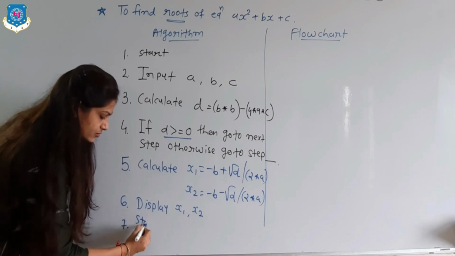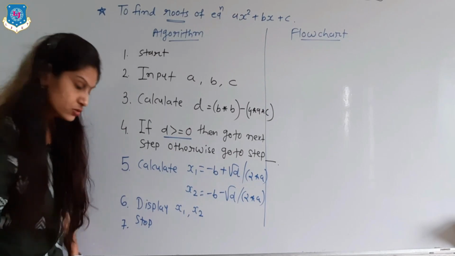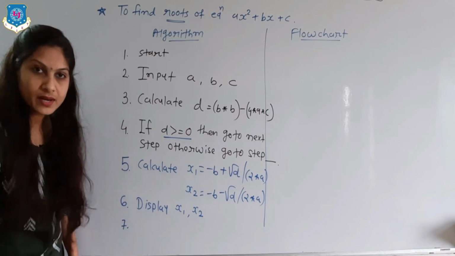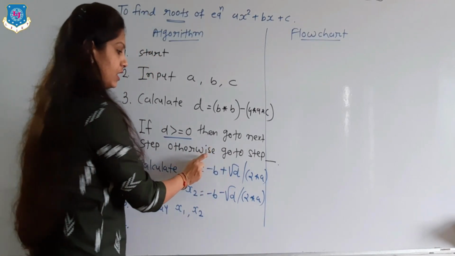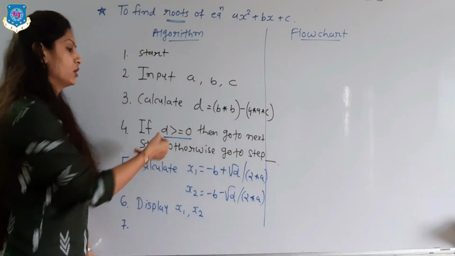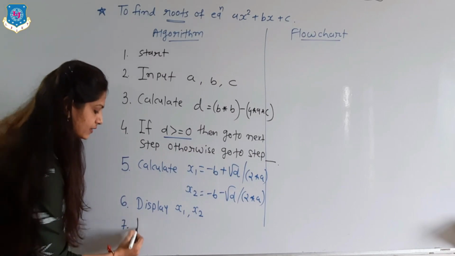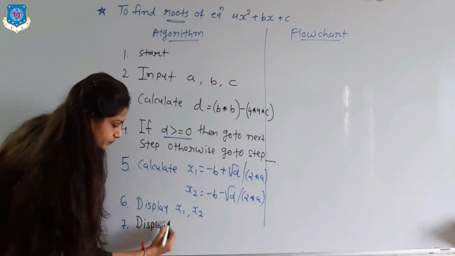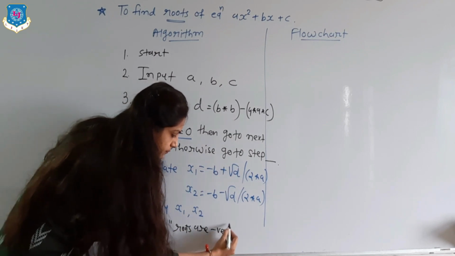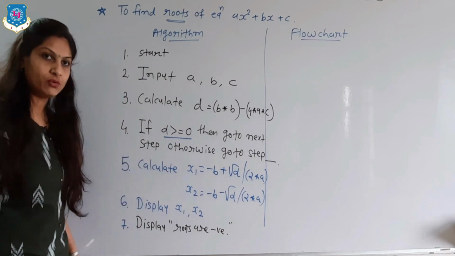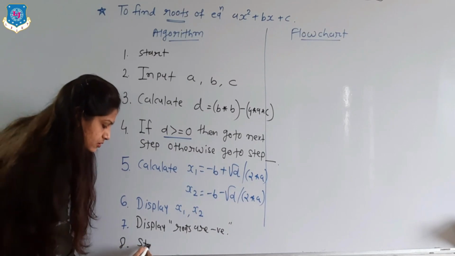Here you can directly write stop, or at last step you can write stop. So here I am not writing stop right now, and now jump onto the else part, that is otherwise. Otherwise means the roots are not possible because the d is less than 0. So in the 7th step what we have to write? Display roots are negative. Roots are negative, or you can say roots are imaginary. And now 8th step is stop.